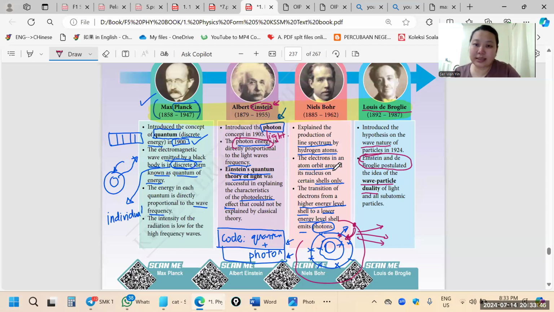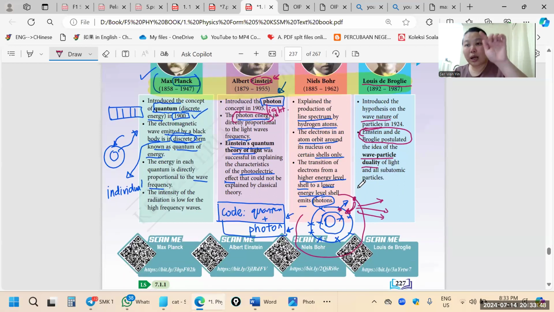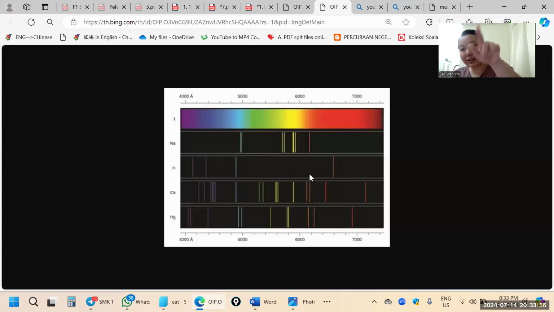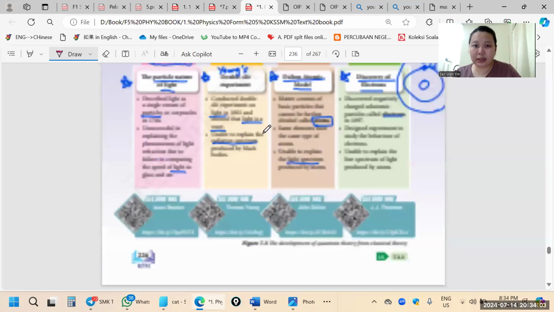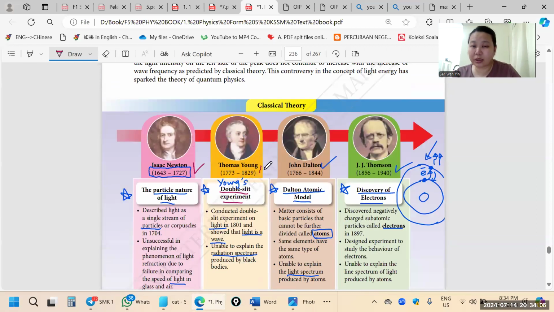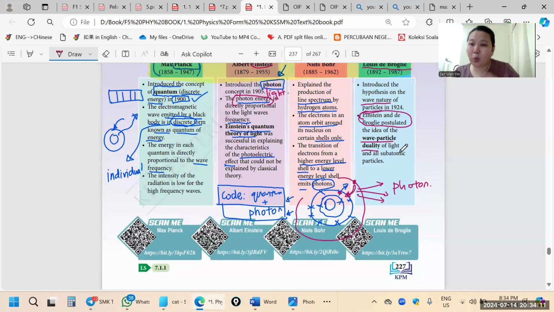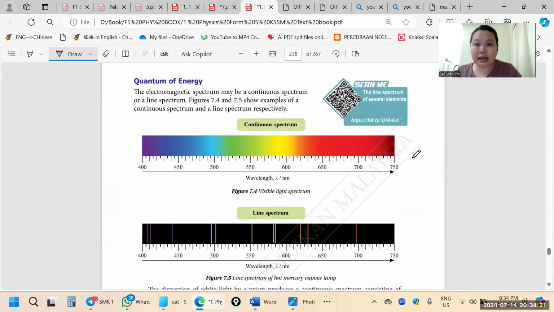Okay, then Niels Bohr said the electron will go up and go back. When it goes back, it will emit a photon, emitting the light in a spectrum, a line spectrum, right? Then De Broglie said that what Newton said is correct, and what Thomas Young said is correct, because light actually is wave-particle duality, and also all the subatomic particles. So this is how they prove it.